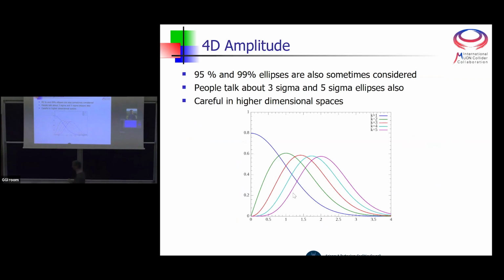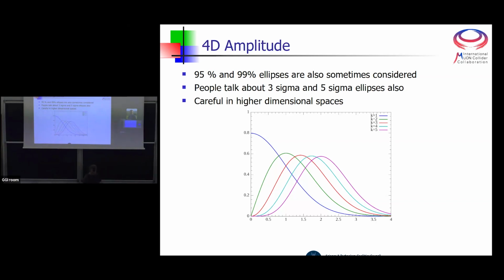People sometimes talk about 95% ellipses and 99% ellipses. So that's the ellipse which contains 95% of the beam or 99% of the beam. People also sometimes talk about 3 sigma ellipses and 5 sigma ellipses, which is the ellipse which is 3 sigma away from the beam center or 5 sigma away from the beam center.